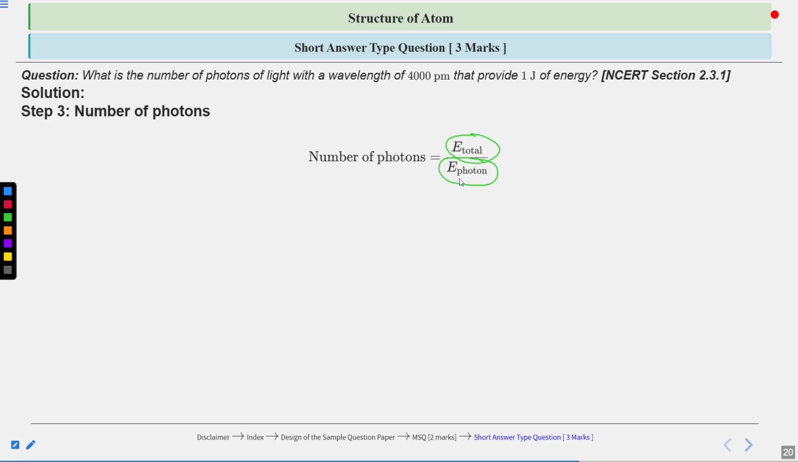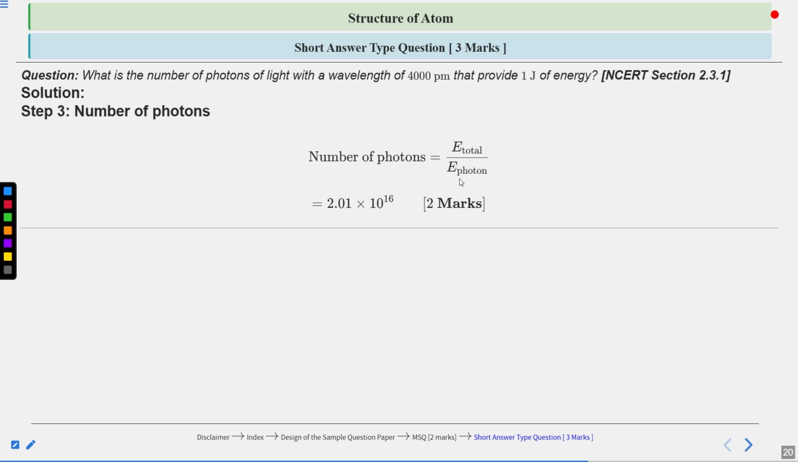It is again a simple application of the unitary method. So if 1 photon has this much energy, what is the number of photons which will have 1 joule energy? It will be E total by E photon, that is energy in total by energy of 1 photon. Put the values, you will get your answer as 2.01 into 10 to the power 16.